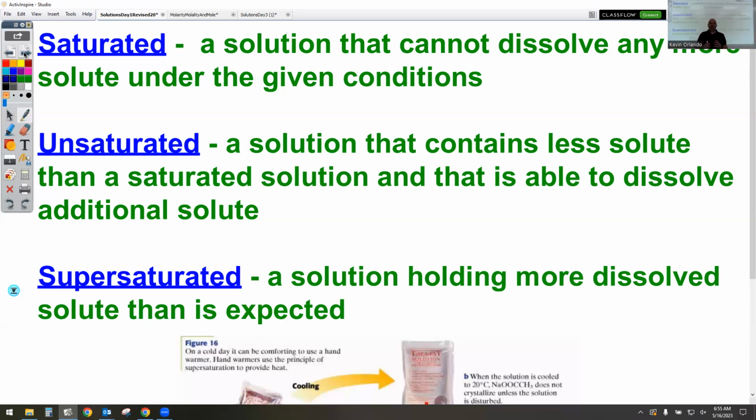However, the solution becomes quite unstable. So any type of disturbance, such as tapping the glass or even dropping in another crystal of sugar, could start the crystallization process and cause all of that extra sugar that we dissolved above what was supposed to be dissolved at that temperature to crystallize out at once. That's the idea behind things like rock candy, where you drop in a string and then that sugar starts to crystallize around that surface.